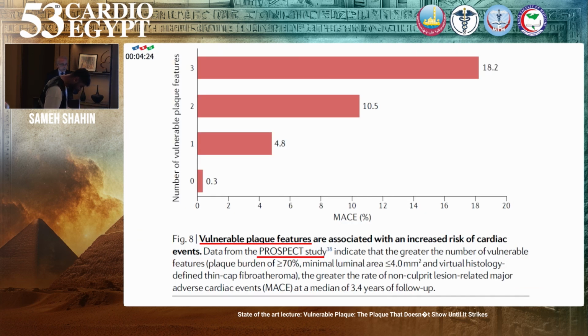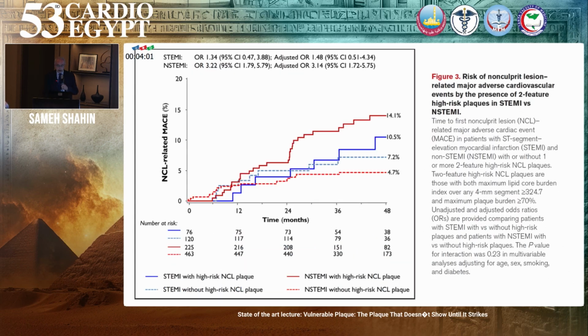And again, from the PROSPECT trial, the higher the number of criteria, the higher the incidence of major adverse cardiovascular events. So two criteria is more risky than one criterion. Three or four criteria carry the highest risk, again, according to the PROSPECT trial.